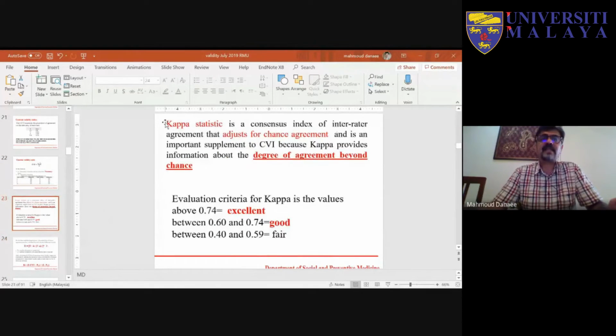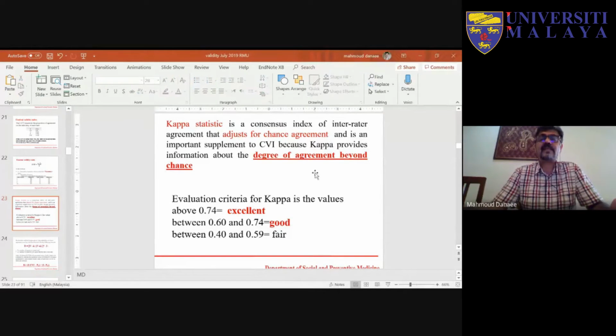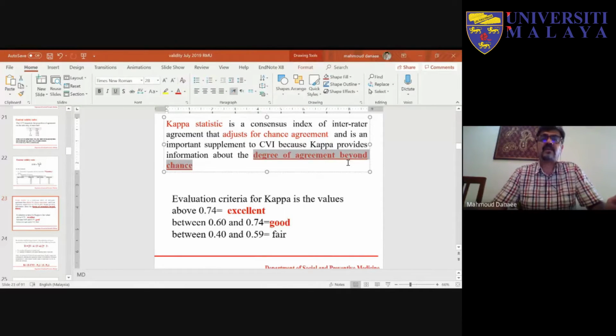Beside the CVI, there is another statistical measure which is called Kappa statistic, a measure of inter-rater agreement or reliability. And beside the CVI, it is recommended to calculate the Kappa. Why? Because the Kappa is the degree of agreement beyond chance. So if you want to publish a paper, I recommend you report both CVI and Kappa.